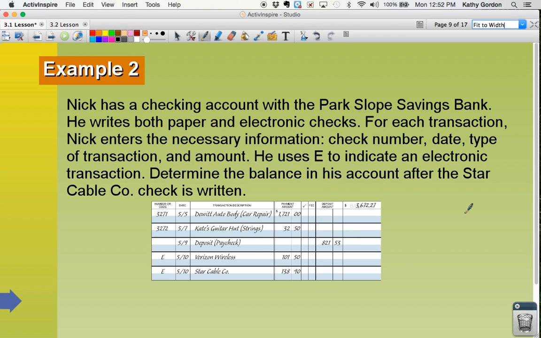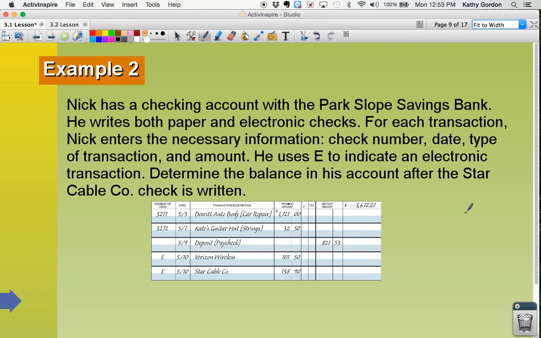So your checks just number consecutively, but that way you can kind of keep track of which check was for which thing. So if you write a paper check, then the thing to put in this first column is the number of that check. Okay? If you are withdrawing in some way other than a paper check, then it's good to kind of have a code of how you did that. So in this case, Nick is using an E to represent that this was an electronic check.